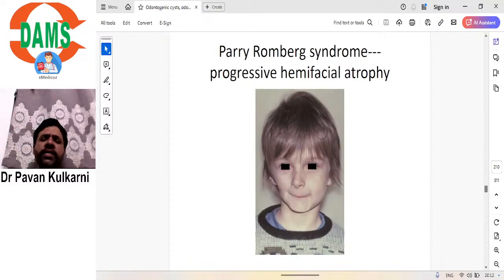Now this is Parry-Romberg syndrome. This is also called Romberg syndrome, where typically one half of the face is affected. In this patient, you can see the right side of the face is atrophic. That means the skin is thin here, the muscles are thin here, even the teeth are small here in this case of Romberg syndrome. So this is called hemifacial atrophy.